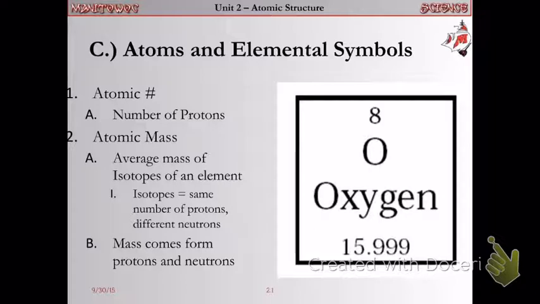Again, the atomic number is going to be this guy right here. It's the whole number. And that is going to be equal to the total number of protons I have inside that particular element. If I change that number, I change the element. So for instance, if oxygen's protons change from 8 to 9, then we have one more proton, and so we have a totally different element.